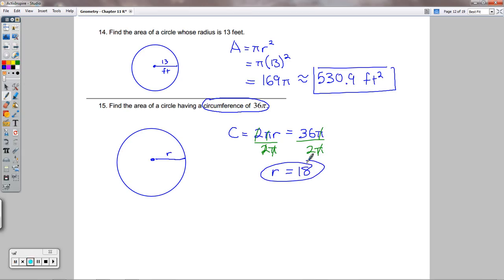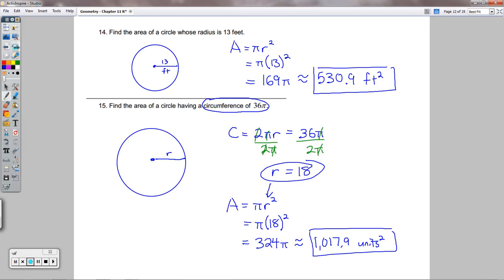I can use that and plug it into the area formula. So pi r squared becomes pi times 18 squared. And 18 squared is 324. So 324 pi, that would be approximately 1017.9. There's no units given on this one, so I'm just going to say units squared.